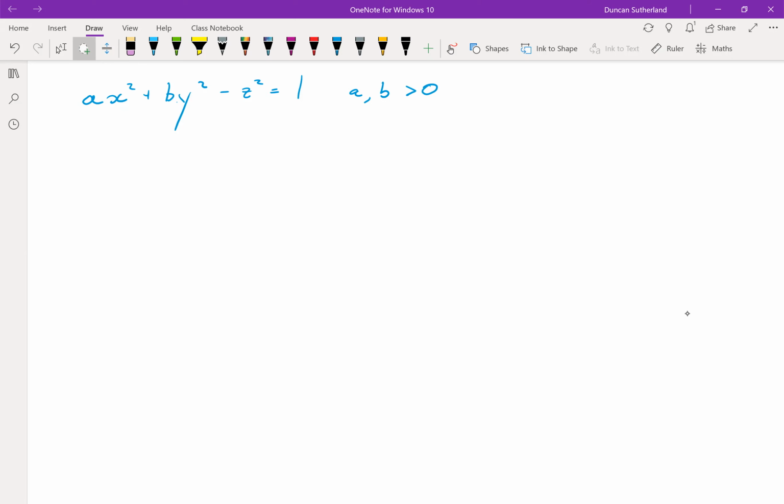We're told that A and B are positive. You can assume they're constants, but you don't know what they are, and you don't know their relationship. So you just have to kind of live with that, and there are some consequences, as we'll see. We're going to sketch this thing. So we're going to work out, firstly, what some contours might look like.